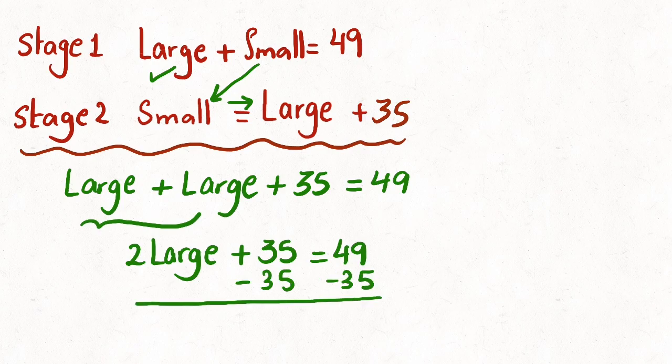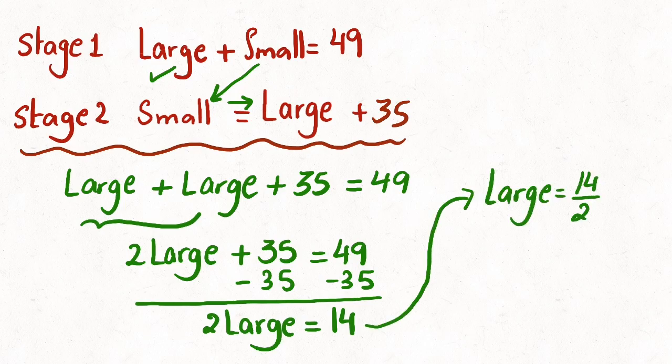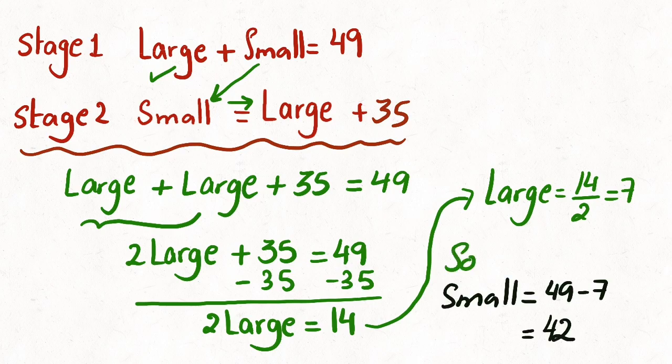And while solving it, you end up discovering that the number of large dogs is basically 7 dogs. And if you subtract them from 49, you will end up having 42 small dogs. This is the first example.